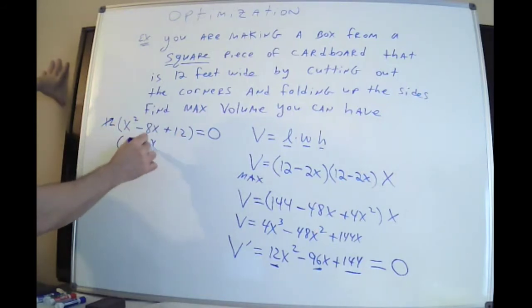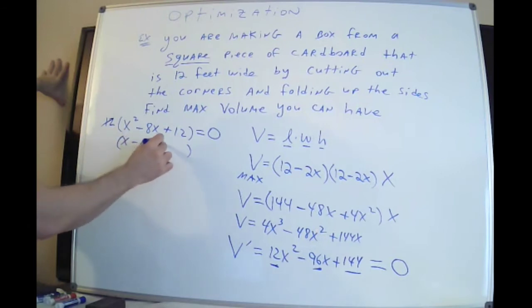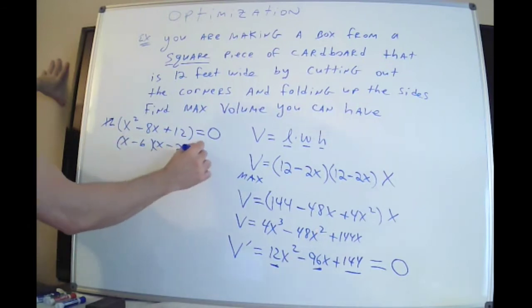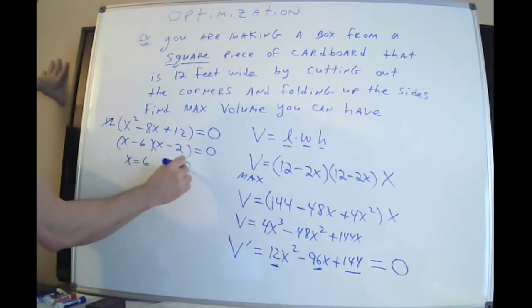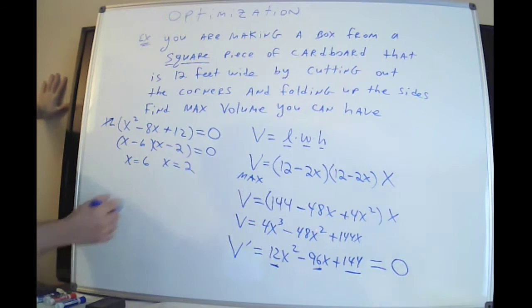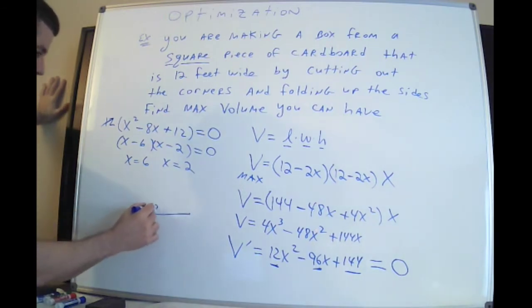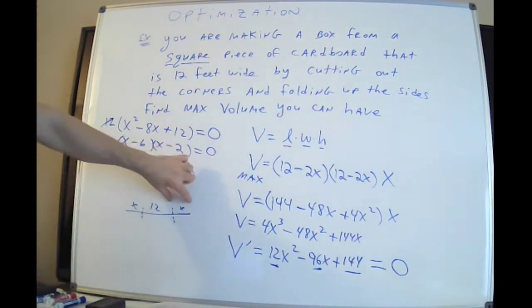You can factor what's left, which is x and x. So you're going to have (x - 6)(x - 2) = 0. So you get x = 6, x = 2. And you're like, what do these answers mean? Remember, this is what you're chopping off. The x is the piece that you're removing.